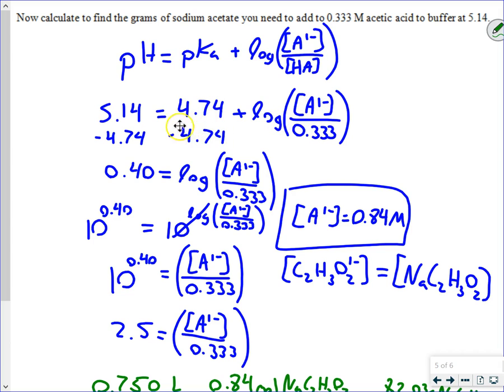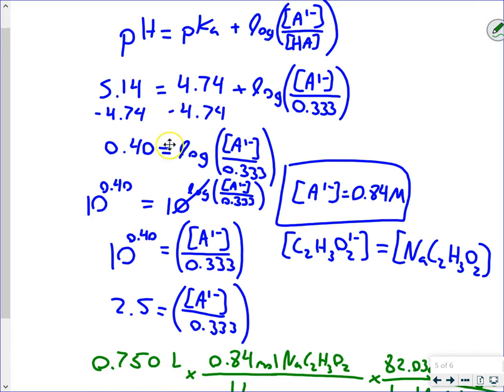So really, we have this expression, and we only have one piece that we don't know, the conjugate base concentration. We can subtract 4.74 from both sides of our expression, and we end up with 0.4 equals the log of A minus divided by 0.333. To get rid of a log, mathematically, we have to take 10 to the power of both sides. That 10 to the power of log will cancel out, and we end up with, on the left side, 10 to the 0.4, and on the right side we just end up with A minus, which is the conjugate base, divided by 0.333. We do a little algebra, and we can get a concentration of A minus equal to 0.84 molar.